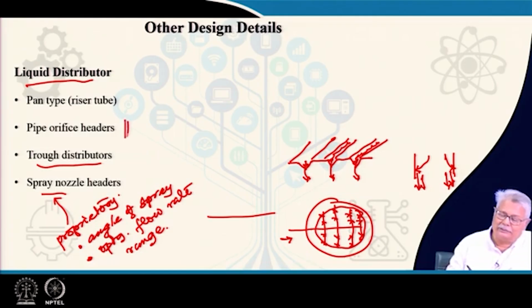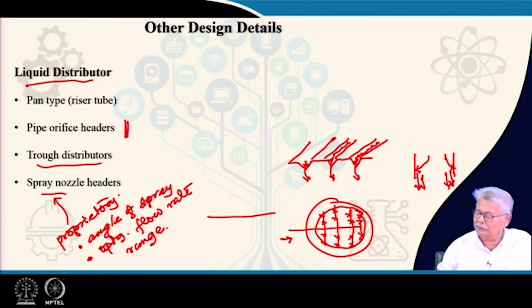You can have pipe orifice headers which are very similar to this. Here, instead of a spray nozzle being fitted to that particular header, you will be having orifices. Normally, if you have an orifice, you will find something like this usually. If I look at the pipe which is having an orifice, and this is my vertical line, typically you will have one hole here, one hole here, and this angle is around 45 degrees.